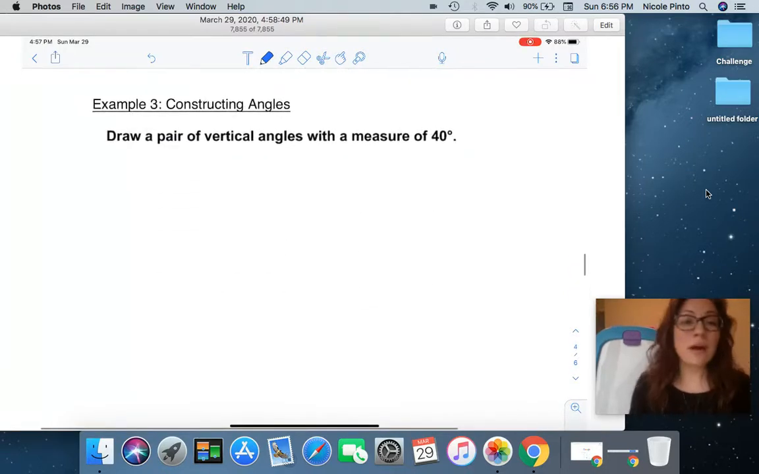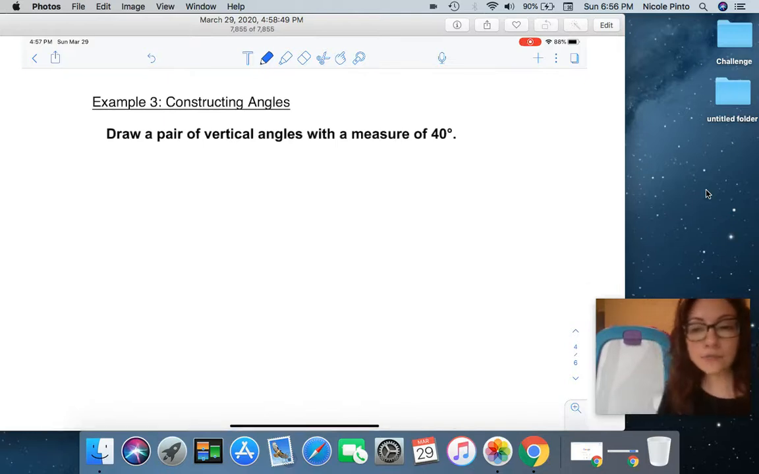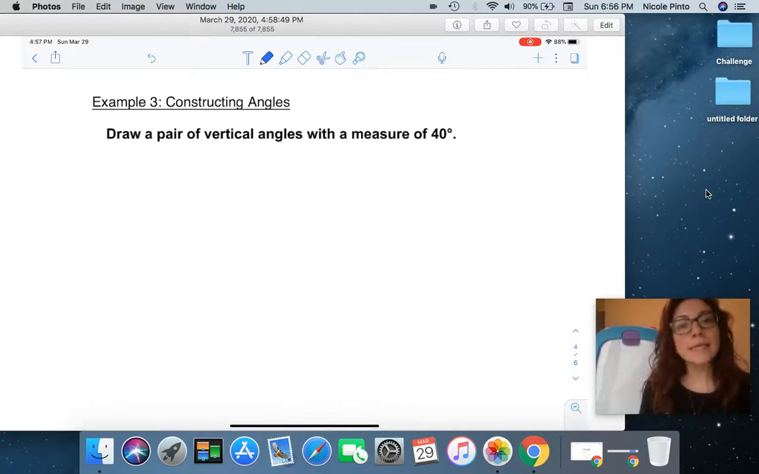Okay, so now constructing angles. This one's kind of tricky only because we're not in class together and we don't have the protractors. But in Big Ideas, if you're able to get online, Big Ideas tiene la capacidad para darte un protractor, okay? If you're not sure what that is, Google it. So you can draw your angles.